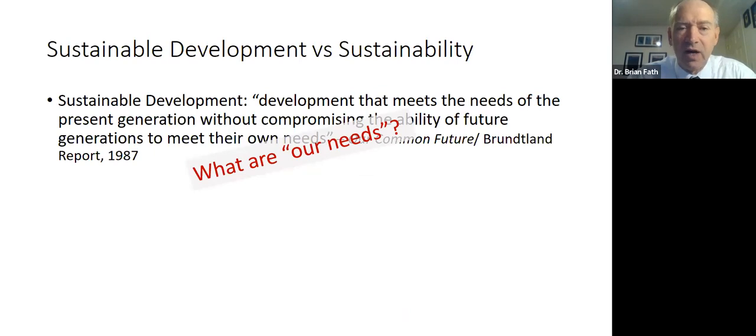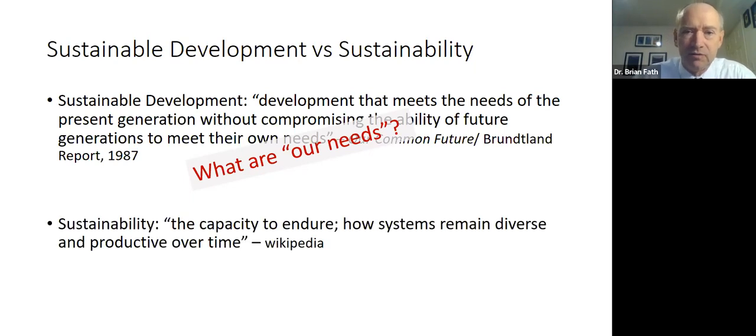So I view sustainable development as our needs, the human needs, a very anthropocentric approach towards this. And again, that we should be doing that, right? That makes sense for humans to think about the needs that they have and how we satisfy them in an environmentally sustainable way. But that's a different question than sustainability. And again, one of my points is that the words and the phrases are almost entirely used interchangeably.